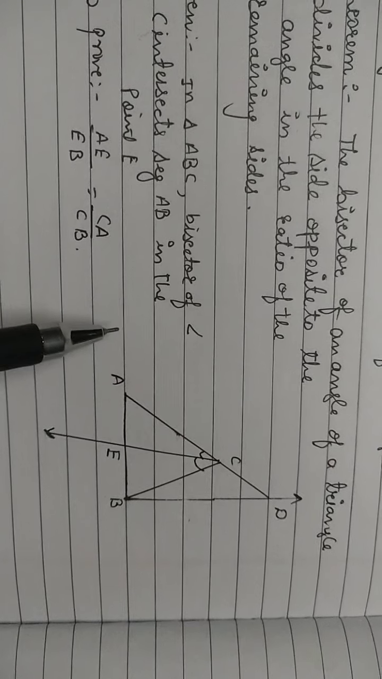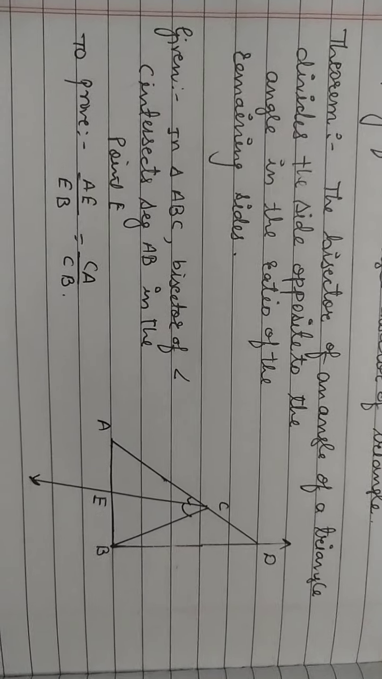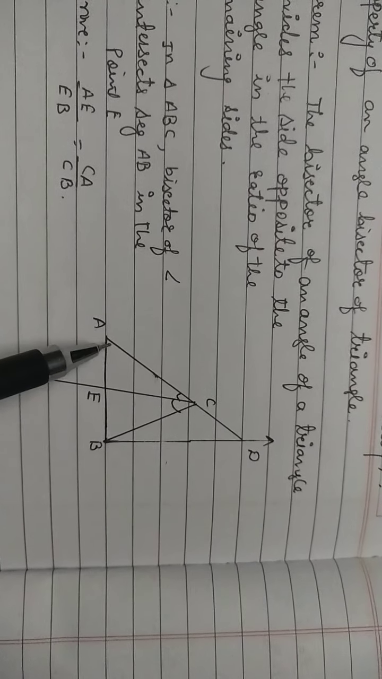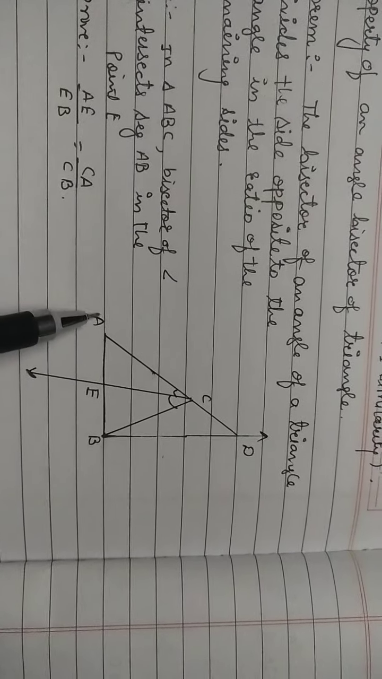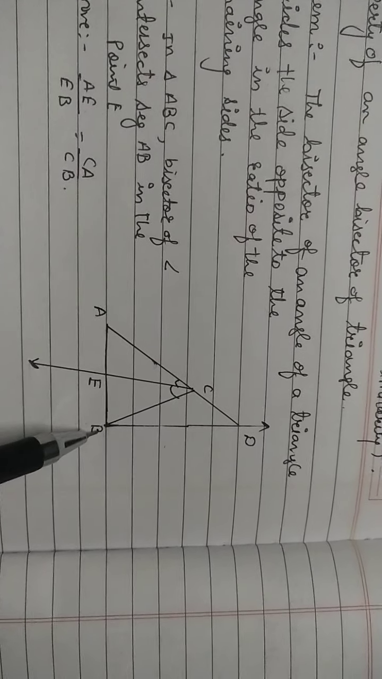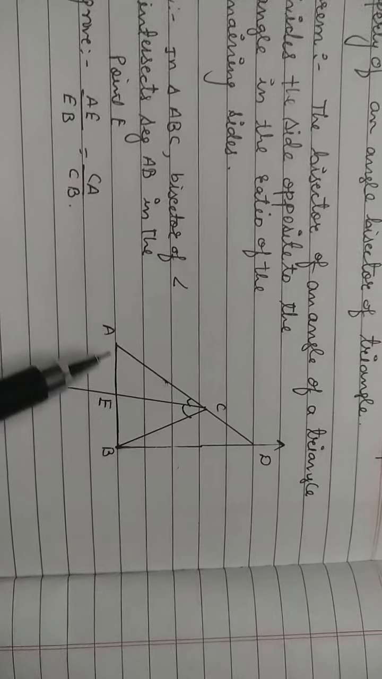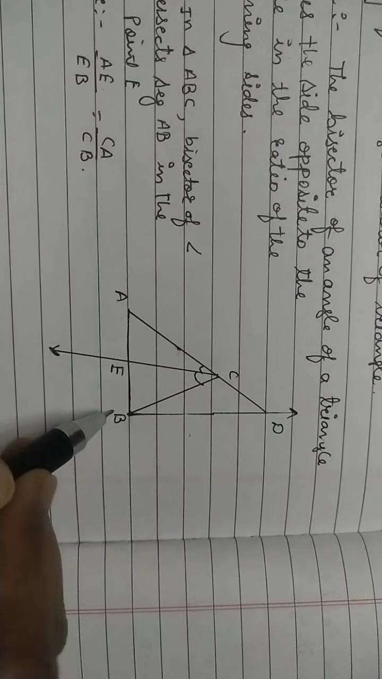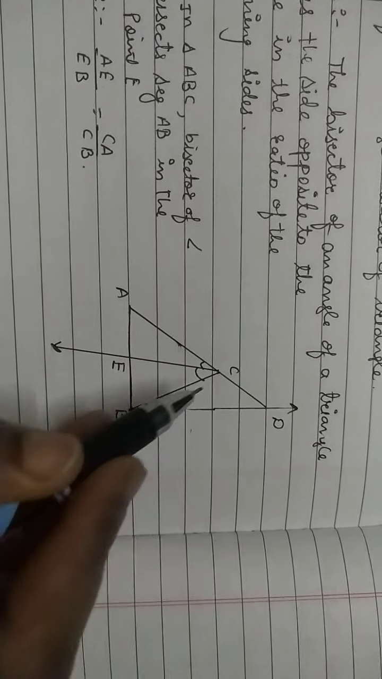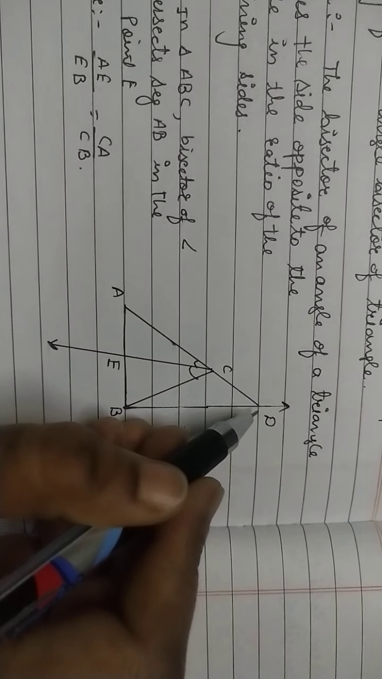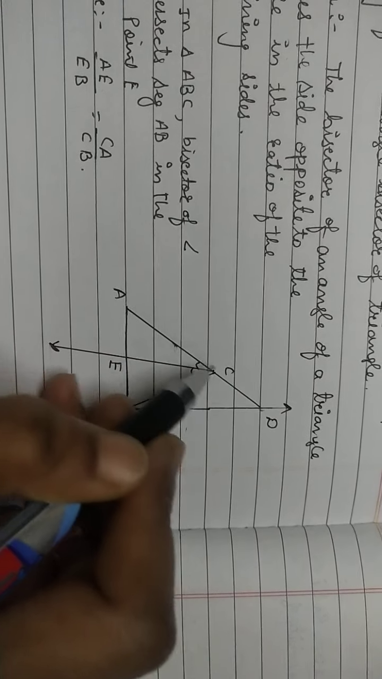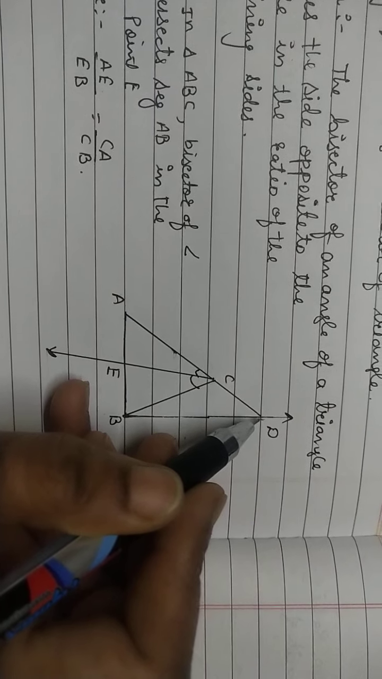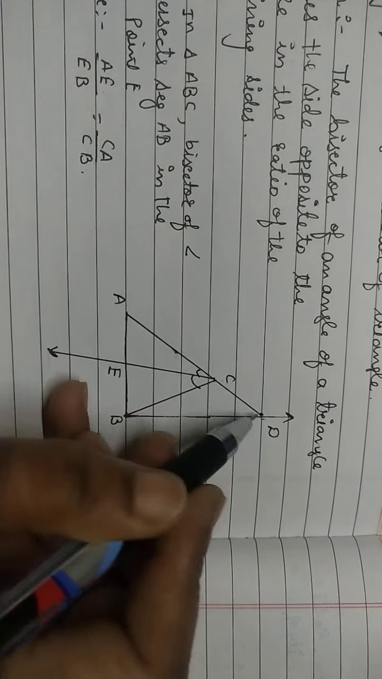I'll explain that in the question. First, to prove this, we have to construct DB parallel to CE, and it should intersect the line AC at point D. So if I extend AC, it will intersect at point D, and it forms one angle CDB.